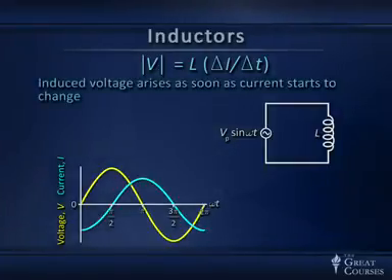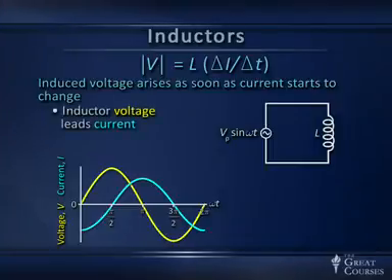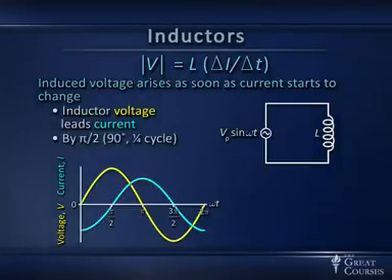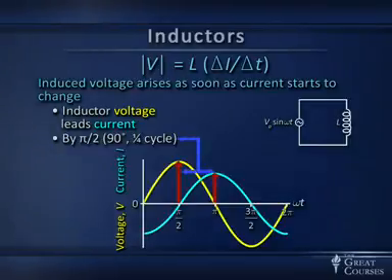So the induced voltage arises as soon as the current starts to change. As soon as you try to change the current, it was initially zero, you try to build it up, you get voltage immediately. So the voltage leads the current in an inductor, and it does so by pi over 2, or 90 degrees, that is a quarter of a cycle. So there's the picture for an inductor. The voltage has peaked 90 degrees, a quarter of a cycle, pi over 2 radians before the current has peaked.